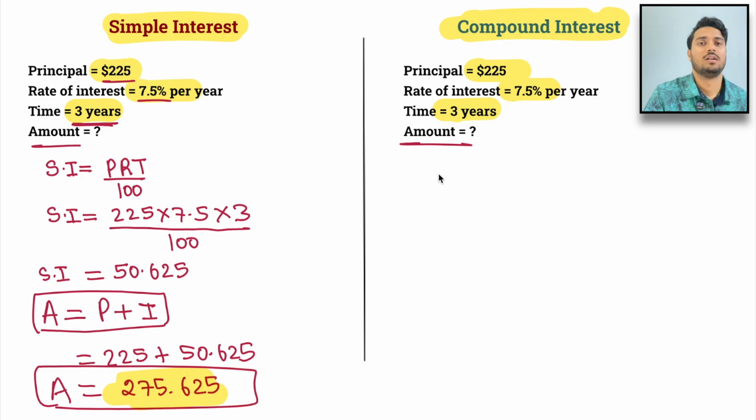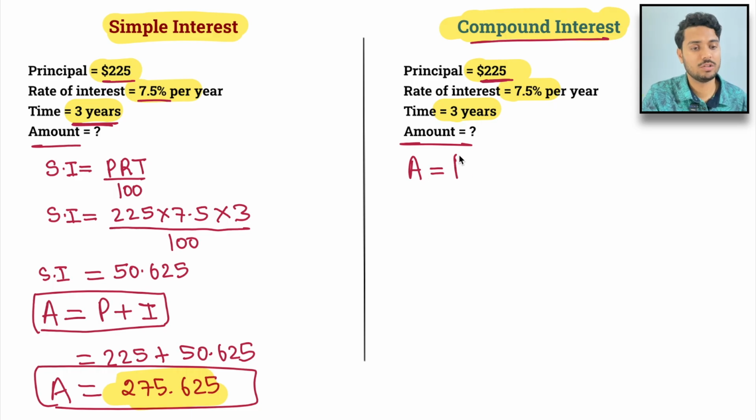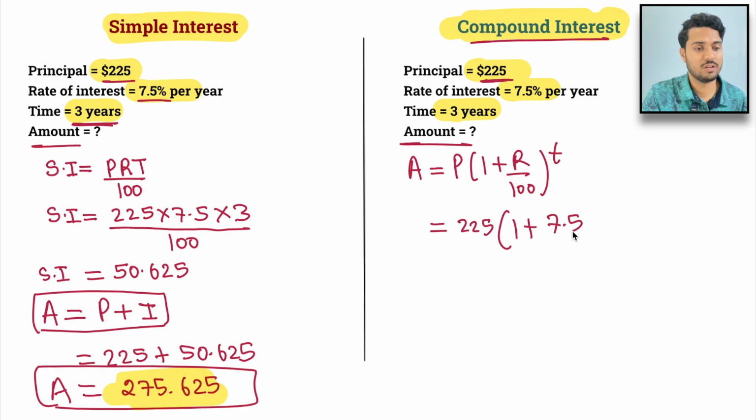Now let's check how much amount I will receive if I invest the same principal amount at compound interest. The compound interest formula gives you the direct amount. So the amount is P (1 plus R upon 100) raised to T, where again P is the principal amount, R is the rate of interest, and T is the time period for which you are investing the money. So P is 225, 1 plus R, that is 7.5 upon 100, raised to T, that is 3 years.